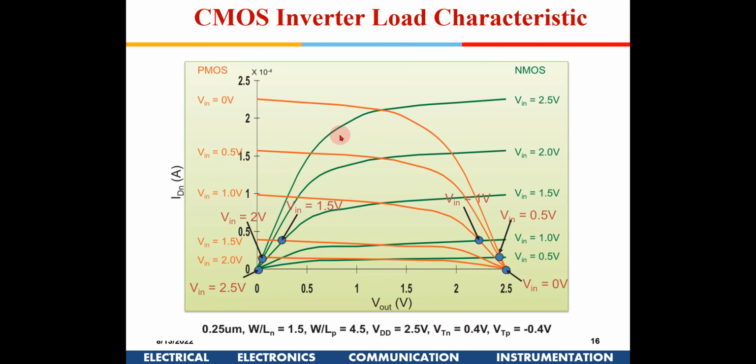So if you superimpose both these curves, it will look like this. The green lines indicate the nMOS curves, and the orange line indicates the PMOS curves. So the various operating conditions for various V in. For example, when V in is equal to 0, the bottommost line is the one for the nMOS. For the PMOS, it will be the topmost line.